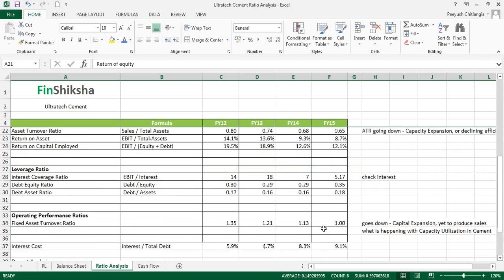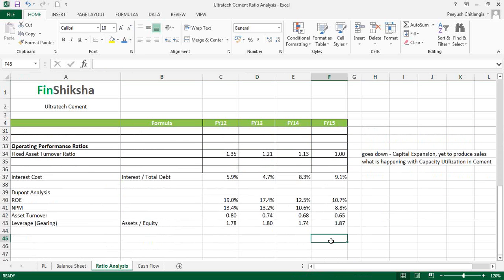Now we can find the breakup of what is causing that, right? So asset turnover is taking it down. That is one part. So capacity expansion is causing it. Net profit margin is going down. That's causing it because your industry is not doing well. So you're not doing enough sales, or costs are rising more than sales.